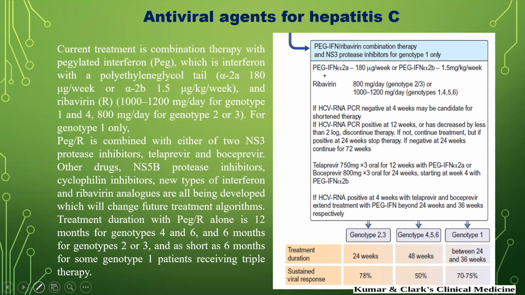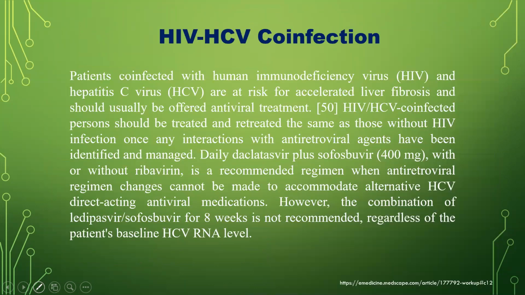Treatment duration with the combination of interferon and ribavirin alone is 12 months for genotypes 1, 4 and 6, and 6 months for genotypes 2 or 3, and as short as 6 months for some genotype 1 patients receiving triple therapy.